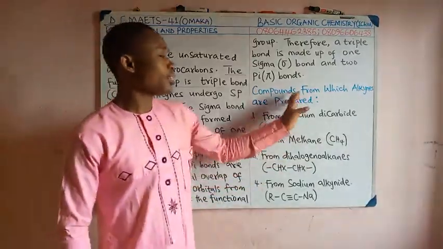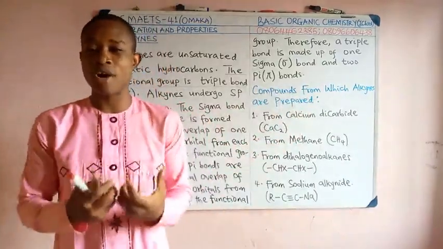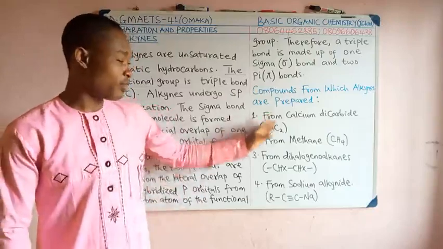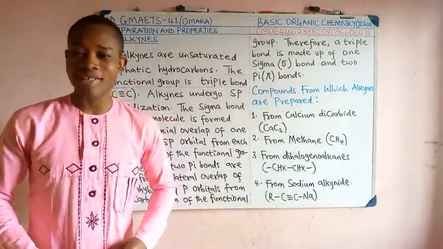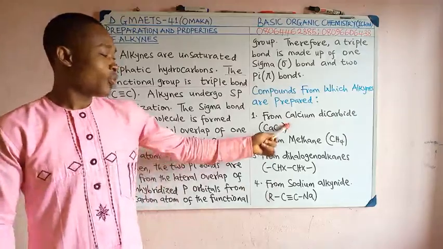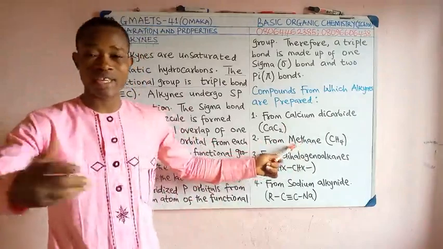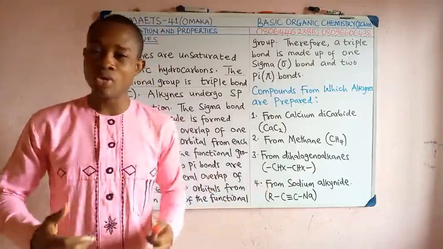Now, we want to look at the compounds from which we can prepare, we can obtain, we can manufacture alkynes. Here on the board, we have 4 of them we've listed. We can obtain alkynes from calcium dicarbide. We can also obtain alkynes from methane. This methane is obtained from petroleum, so we can get alkynes from it. We can also obtain alkynes from dihalogenoalkanes.